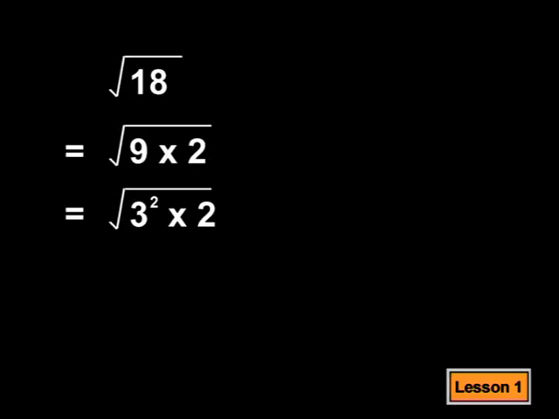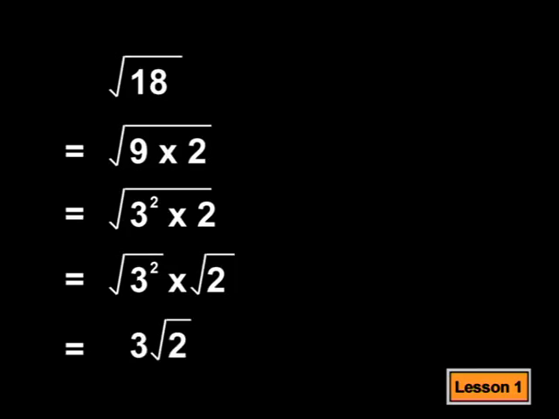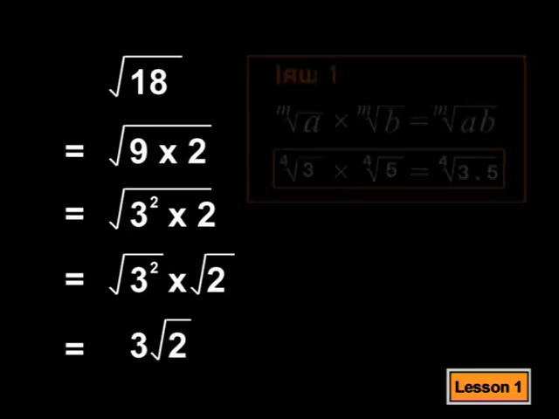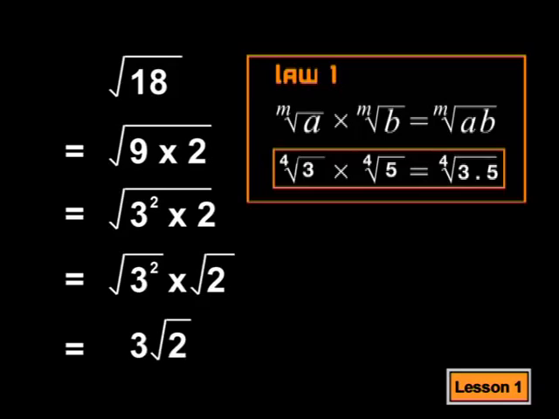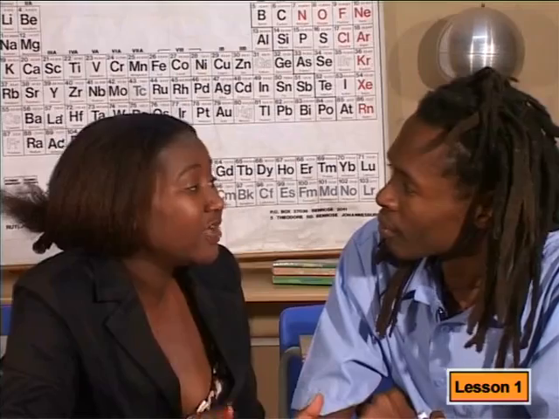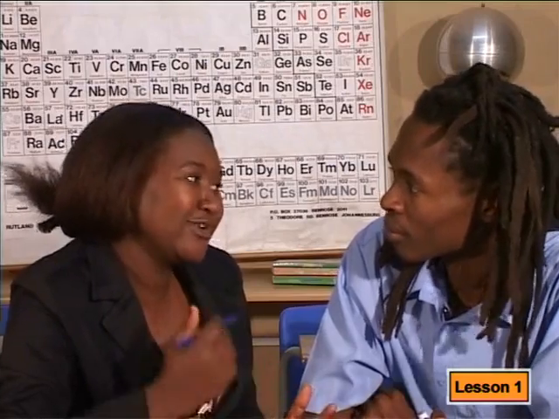Almost there. What would happen if you applied the first surd law? Well, we'd get the square root of 3 squared times the square root of 2. And what is the square root of 3 squared? It's 3. I see. If I apply the law, I get 3 root 2. And you'd have written root 18 in its simplest surd form.